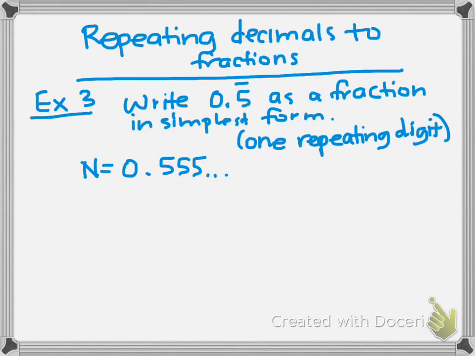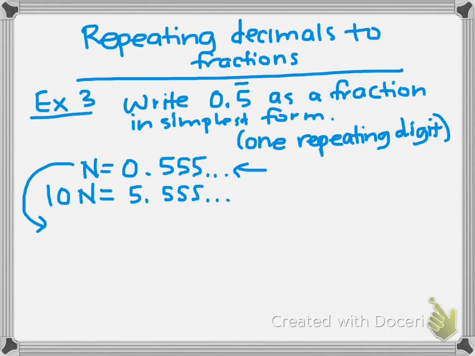Because it's only one repeating digit, we're going to multiply both sides by 10. When we multiply this by 10, it's 5.555, and so on. Okay, now we're going to subtract the n from the 10n and the 0.555 from the 5.555. Subtract n, subtract 0.555.